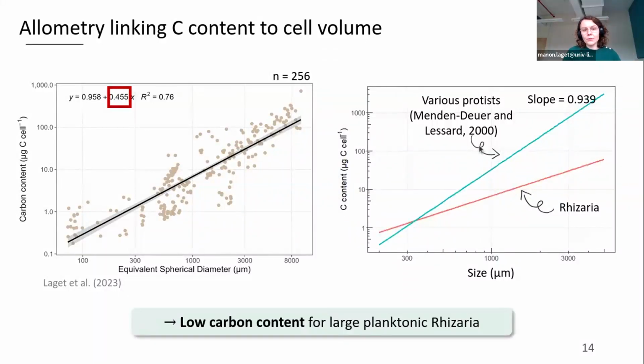So the previous relationship would give an overestimation of the carbon content of large Rhizaria. So now what we will do is use this allometry to predict the carbon biomass from size measurements obtained with the UVP.